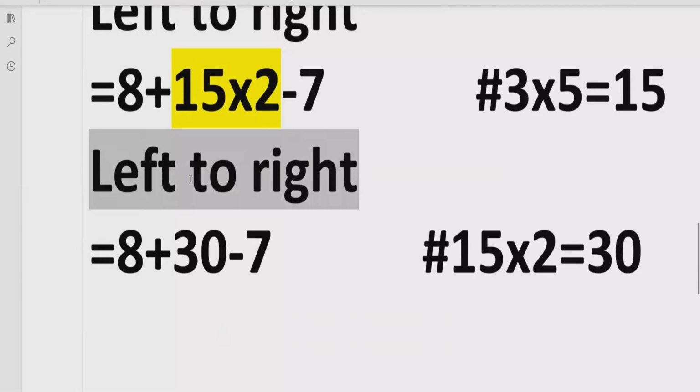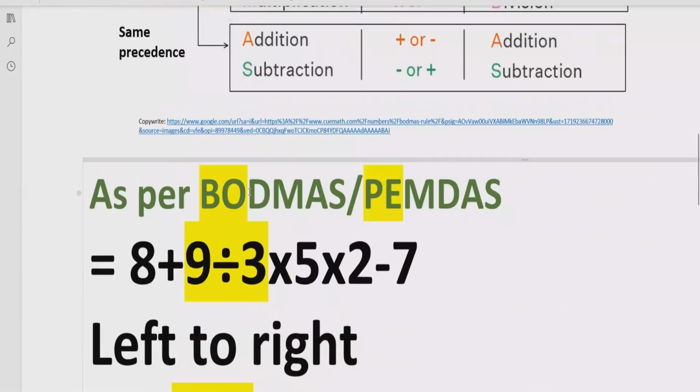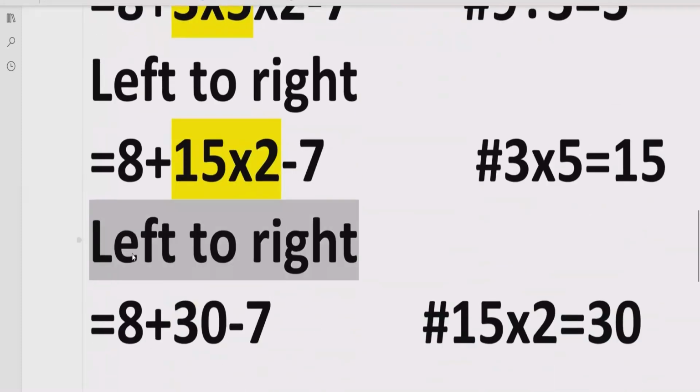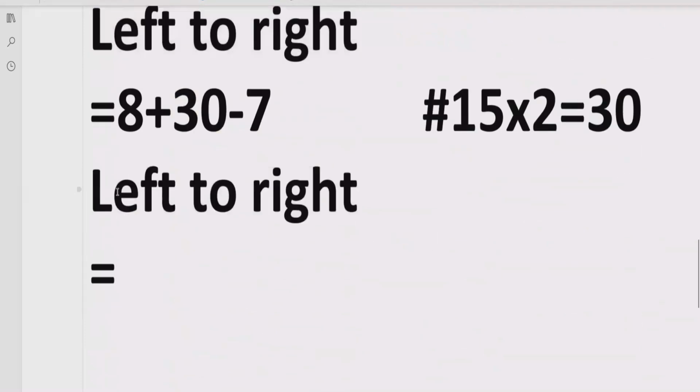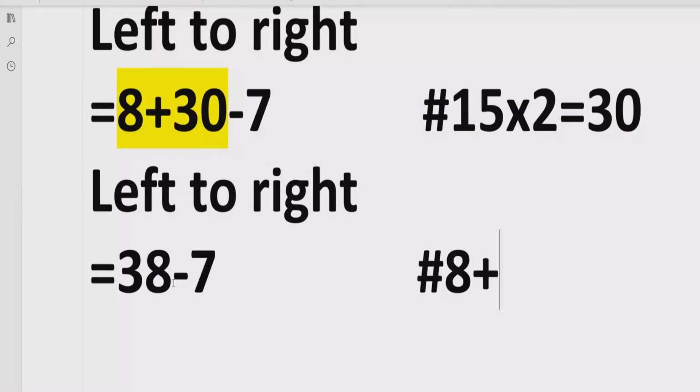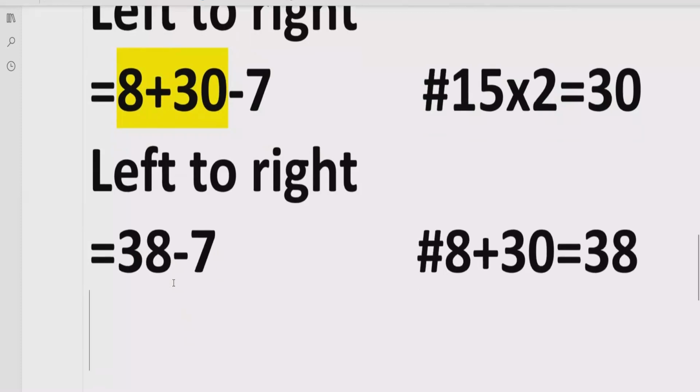Now we have to solve the addition and subtraction because we have solved the division and multiplication. So what we will do, we will go left to right in this expression and find addition and subtraction. So now we have the addition 8 plus 30 equals 38 and minus 7 we will write as it is. And here we have to give the reference 8 plus 30 equals 38. Now we have solved these two terms and we have two terms which are subtracting each other. So we will subtract both of them and get the answer 31.